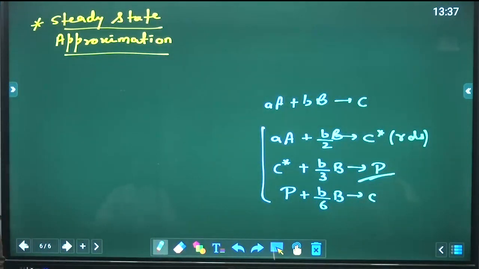So we have to change C_C star in terms of C_A or C_B, clear, or both. This we can do by steady state approximation as well. There are some other methods as well, but for our syllabus we have to deal with this. We have to discuss steady state approximation, also termed as pseudo steady state approximation. Clear?